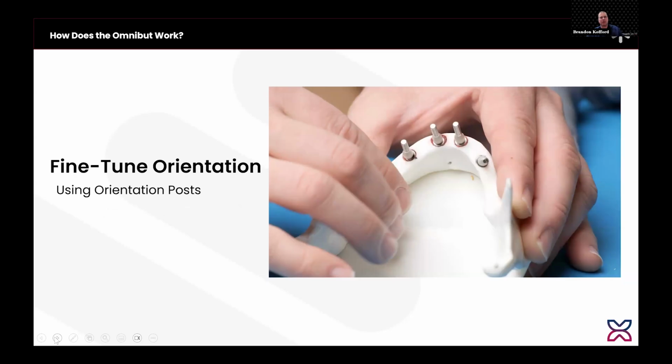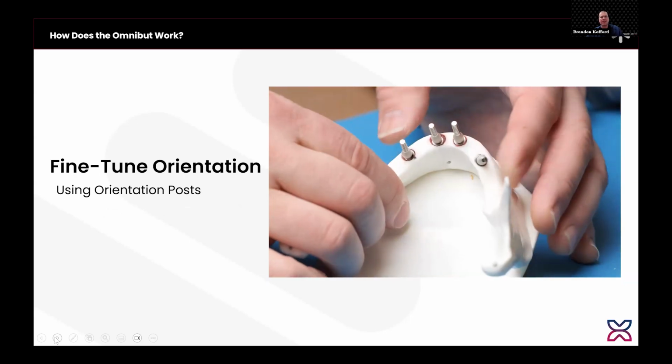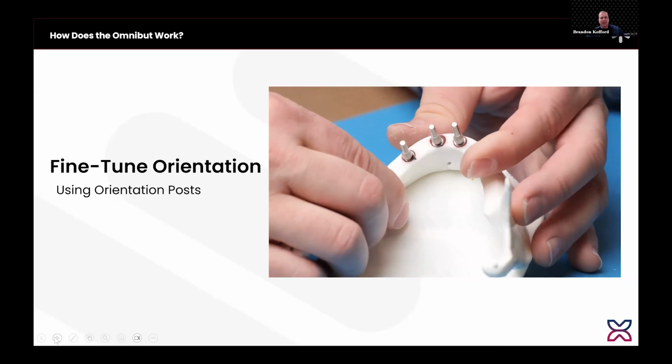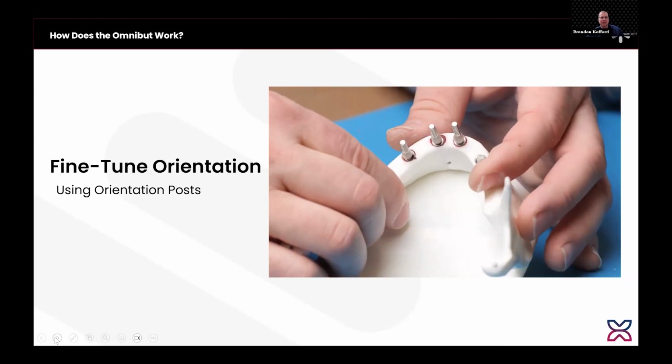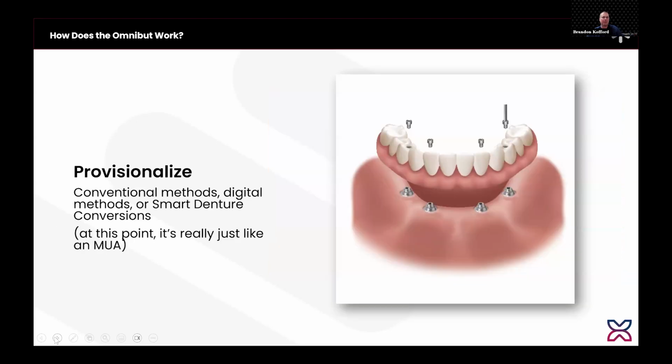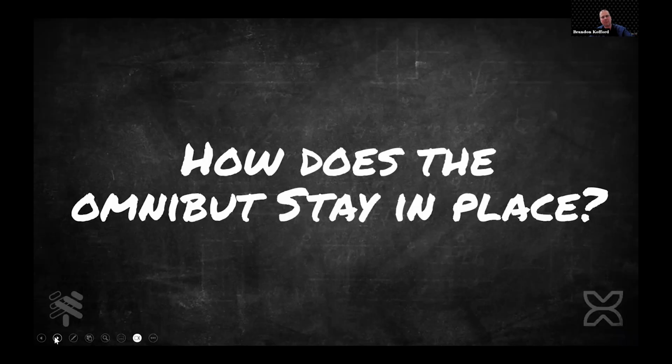I like to use the orientation posts on all the abutments and then fine tune my position after I hand tighten with the T6 driver. I have a lot of resistance, so it's going to allow me to just fine tune that angle correction. At this point, you're going to provisionalize following whatever method you prefer. You can do conventional methods, you can do digital methods, or you can do smart edge conversions. Honestly, at this point it is a lot like a multi-unit abutment. When we get to delivery of the prosthesis, you'll see a slight difference from a multi-unit abutment, but you've got to think about it as a multi-unit abutment at this point.